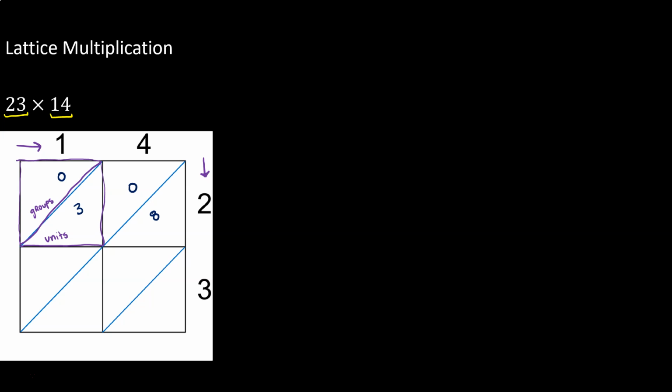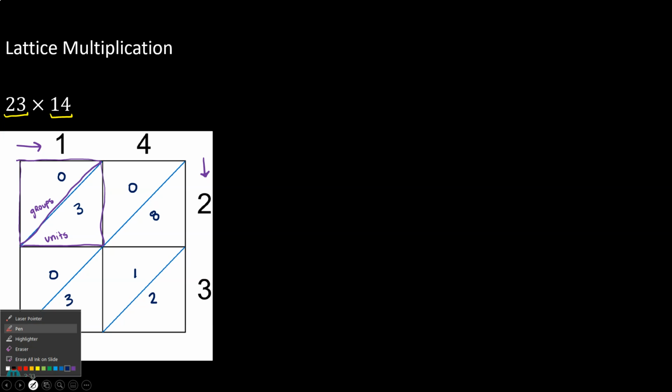Below this, I have 4 times 3. 4 times 3 is 12. That's one group of 10 and 2 units. So I need to separate the 1 and the 2 here. And then lastly, I have one more box to fill in. That's 1 times 3. That's 0 groups, 3 units. And now we're ready to add down our diagonals.